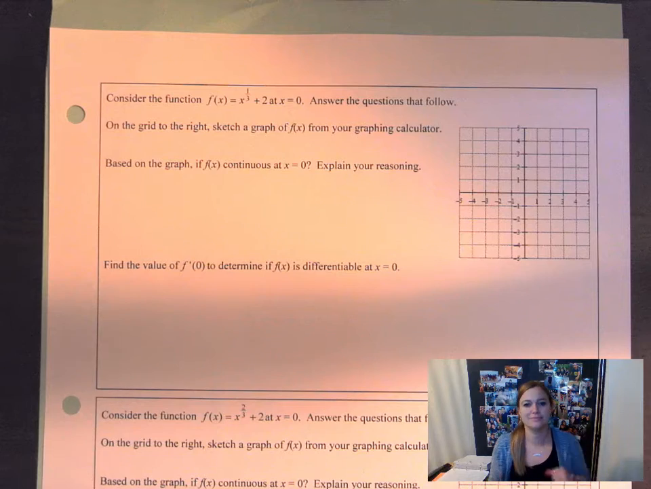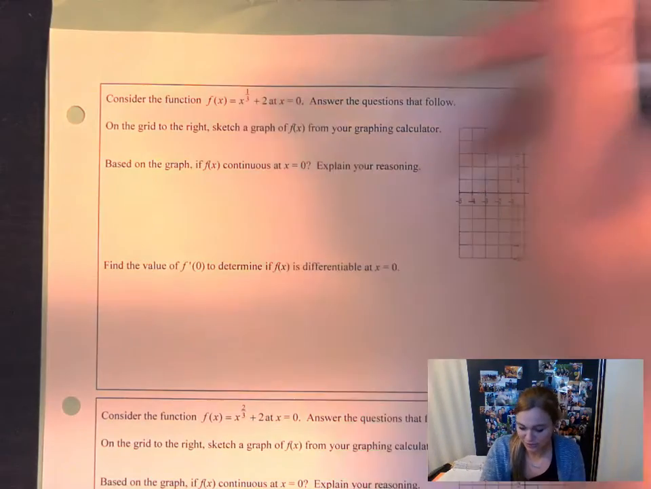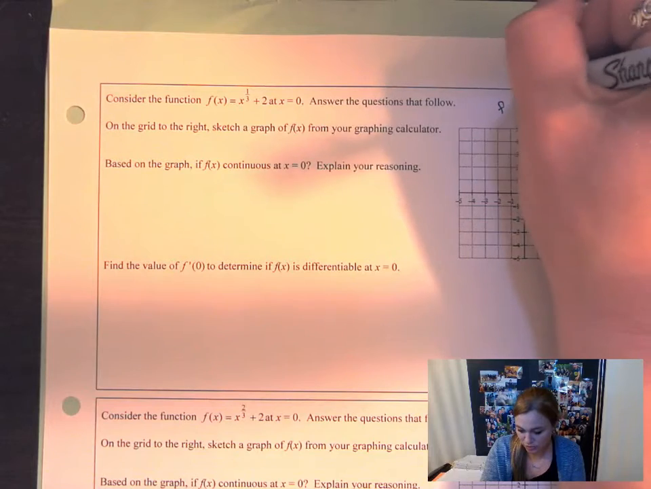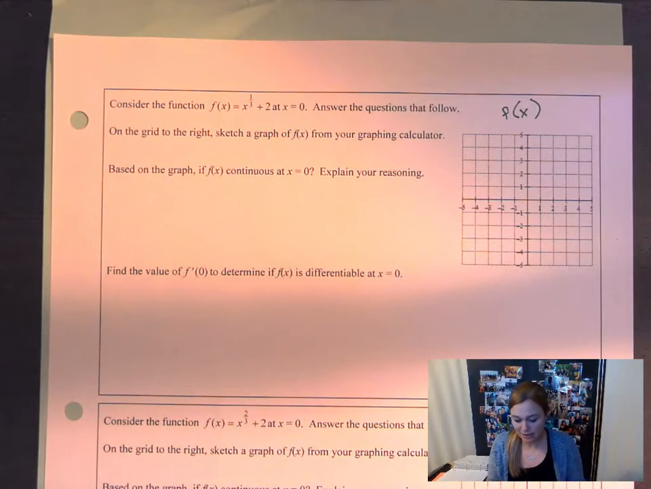Let's do it. So the first one didn't work out so well, because we saw the function wasn't continuous, nor was it differentiable. So let's try another one. Let's see if this one might be. Consider this function f of x is equal to x to the 1/3 plus 2, at x equals 0.